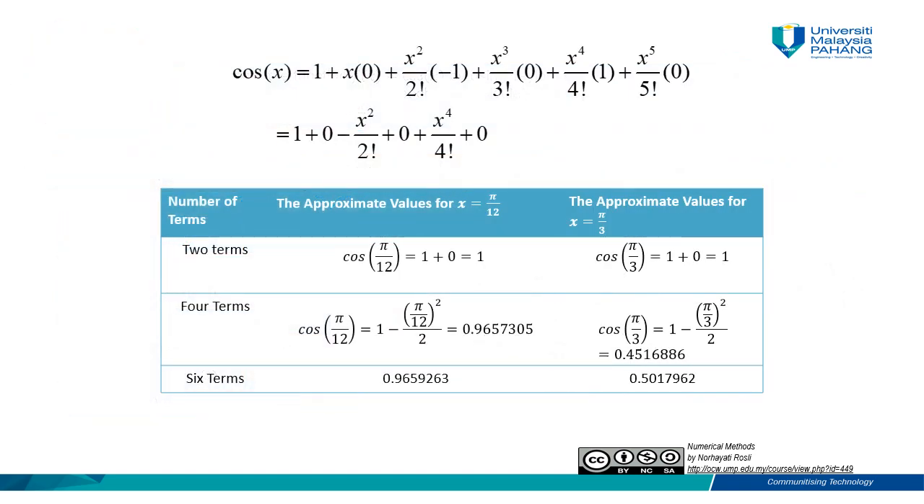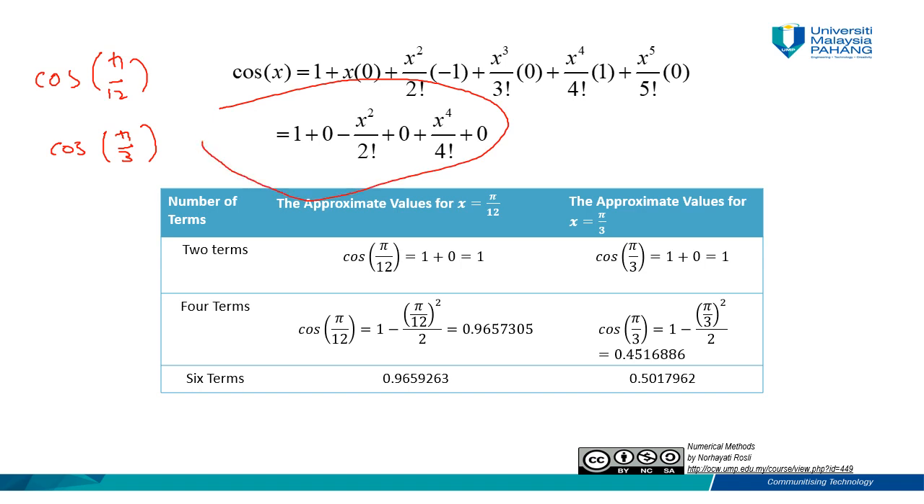Okay, after that, let's approximate cos pi over 12 and also cos pi over 3 by using Taylor series expansion here. For the first one, the question asks you to solve for two terms only. Two terms means the first term and second term. So for pi over 12, for first and second term, 1 plus 0 equal to 1. And for pi over 3, for two terms only, the same thing, 1 plus 0, so equal to 1.